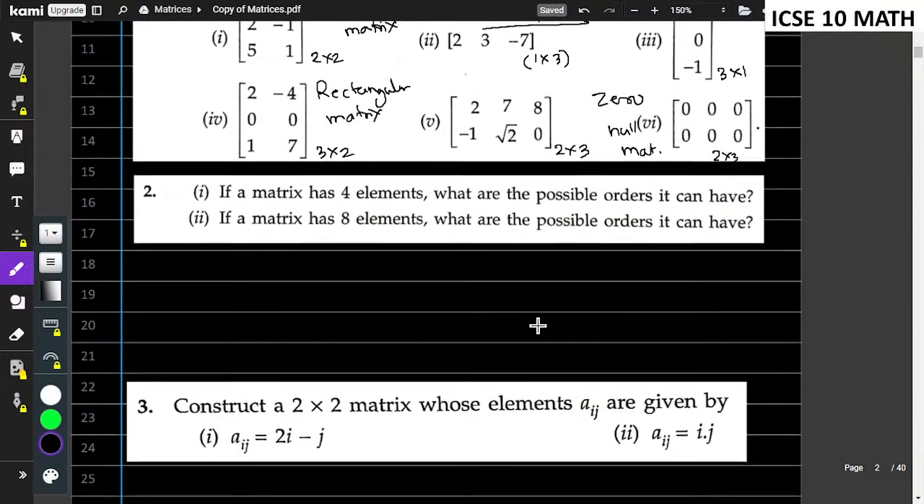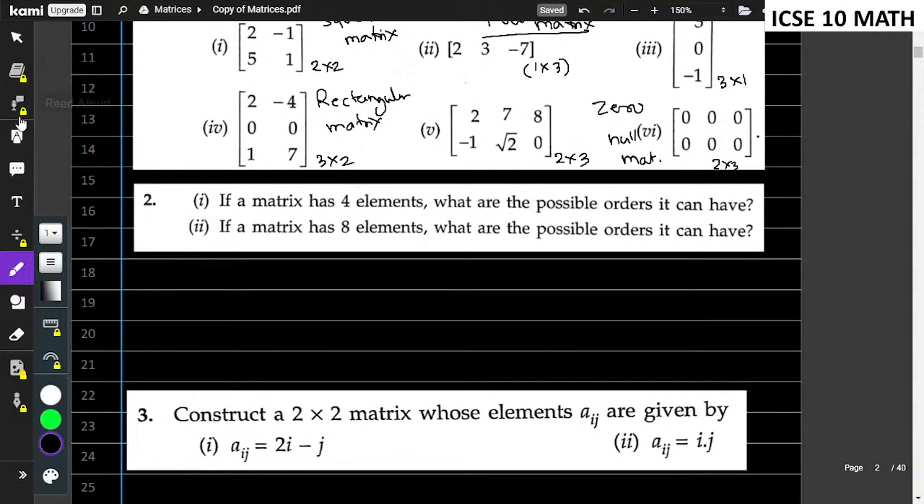Now here's one interesting question. What they're saying is, a matrix has 4 elements. What are the possible orders it can have? So there are 4 elements, so it can have order 4 into 1, like we earlier had a column matrix.